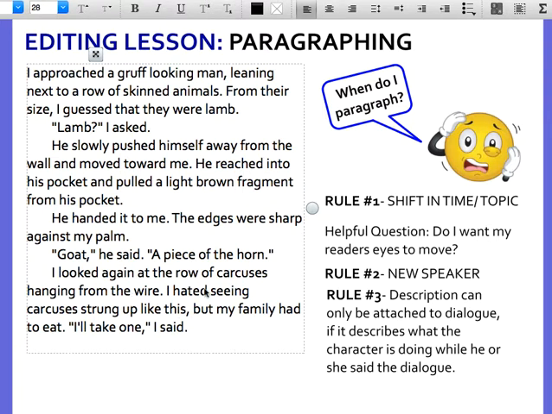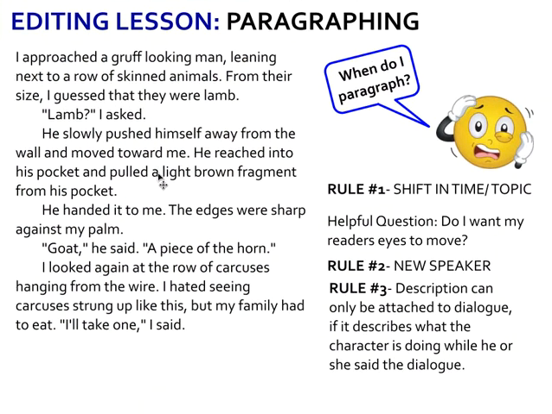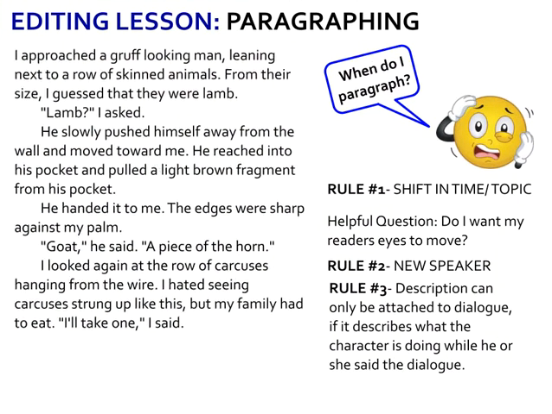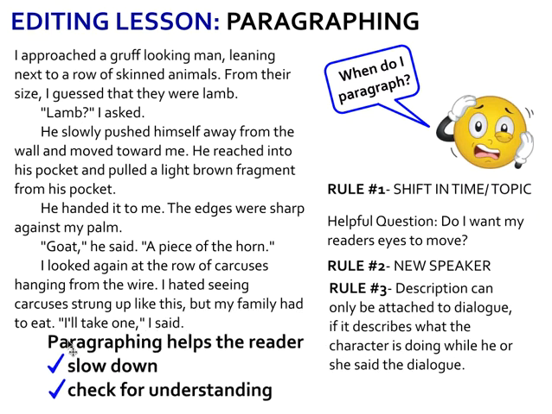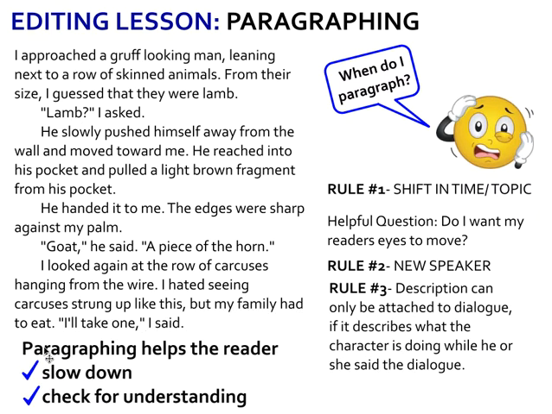So I want you to notice this last paragraph. When the narrator says, I'll take one, I said, she's looking at the row of strung up carcasses. She's thinking about how her family needs to eat. So it's okay that my description here is actually attached to my dialogue. That's fine. So let's read it one more time, and let's ask ourselves, did paragraphing help me as the reader to slow down, and does the paragraphing help me check for understanding?